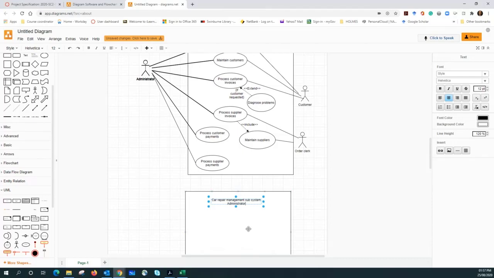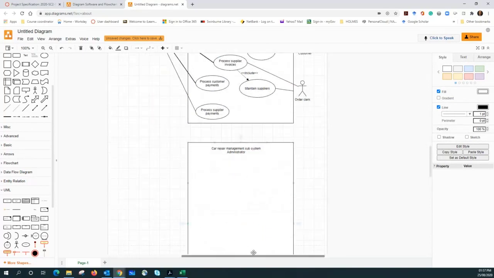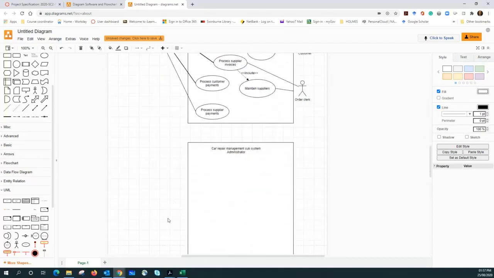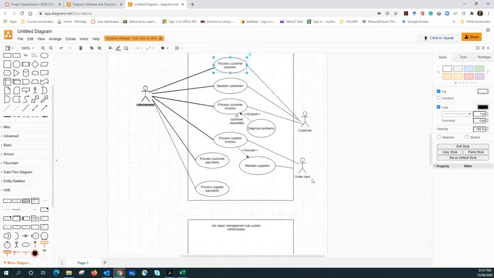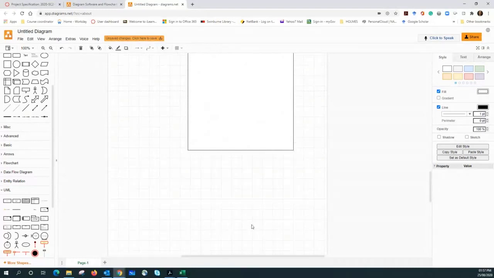administrator. Only the administrator. For the administrator, what you can say is the administrator has access to all these use cases, right? So you can duplicate all these and list them here and only show the administrator. So that is one actor, right? And then you can show another diagram for another actor, for example, order clerk, right? So the order clerk has access to these two, right? So we can say another one saying order clerk.